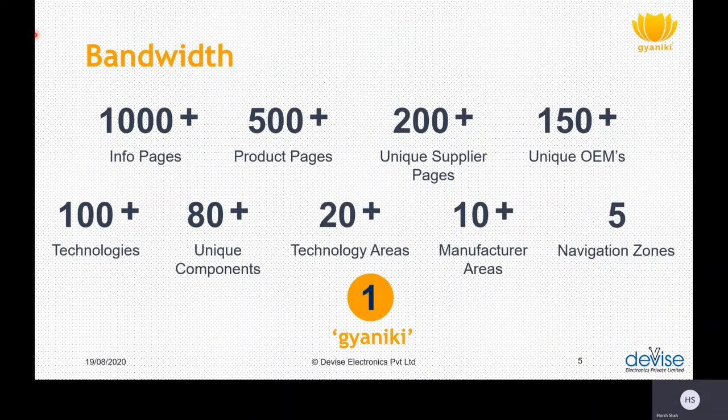So what is the current bandwidth as of today, right? 1,000 plus information pages, 500 plus product pages, 200 plus unique supplier pages, unique OEMs, 150 and counting, 100 plus technologies, 80 plus unique components, 20 plus technology areas, 10 plus manufacturer areas, just 5 navigation zones makes one gyaniki.